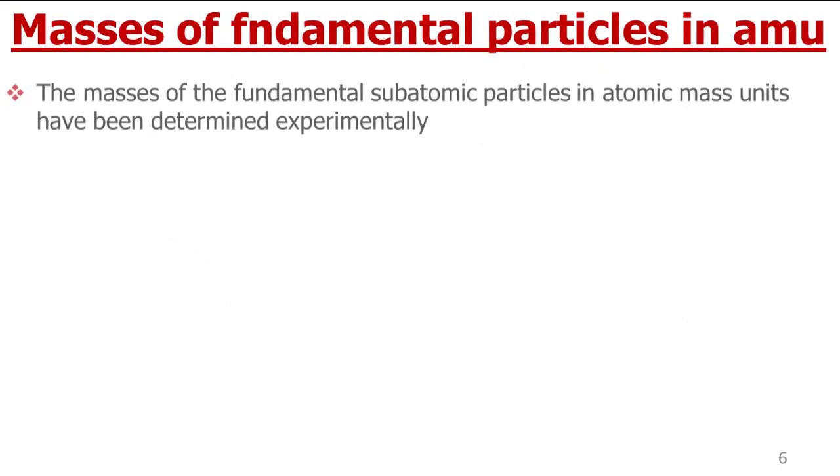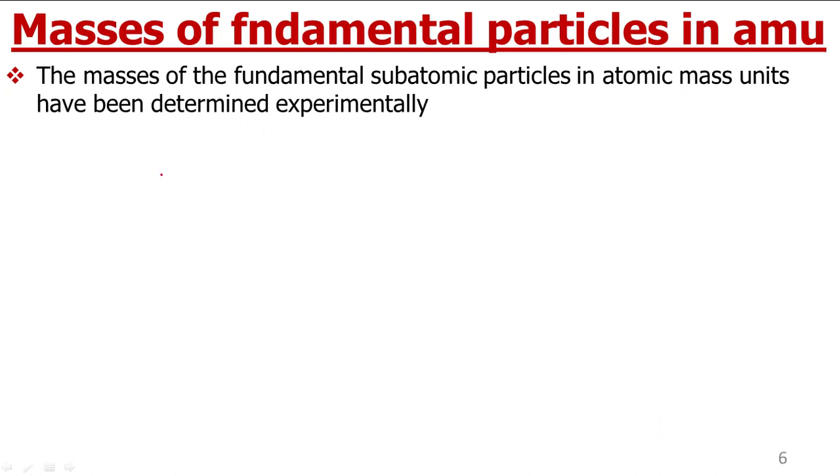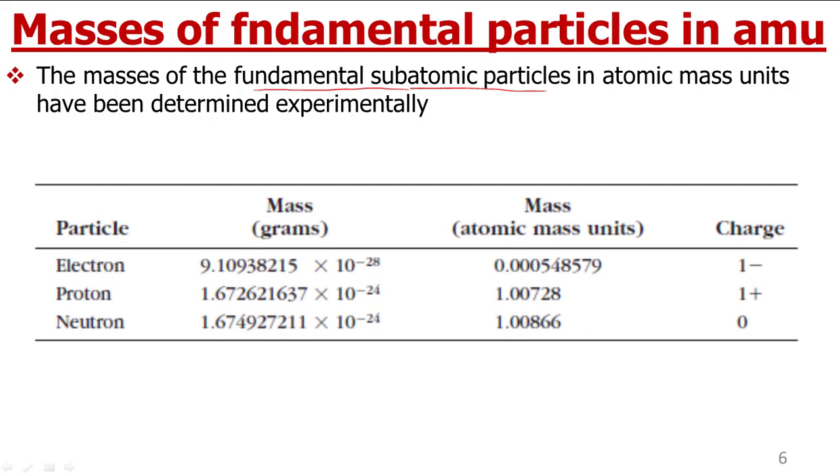And with the help of the mass spectrometer, the masses of some fundamental subatomic particles, like proton, neutron and electron, have been determined experimentally, and these are the values. Mass of a single electron is 9.1093815 into 10 raised to the power minus 28 grams. So you can see the mass of an electron is very small, and its charge is -1.